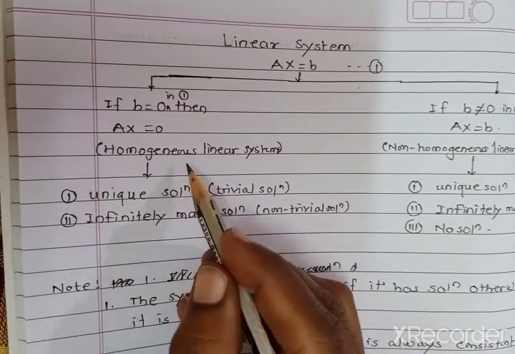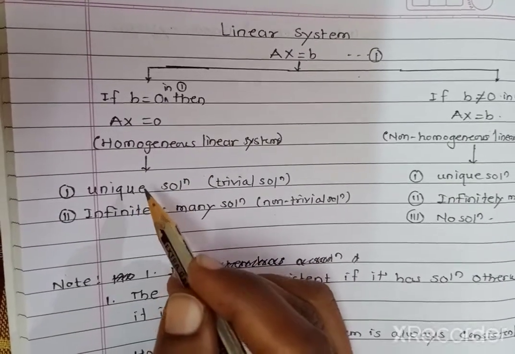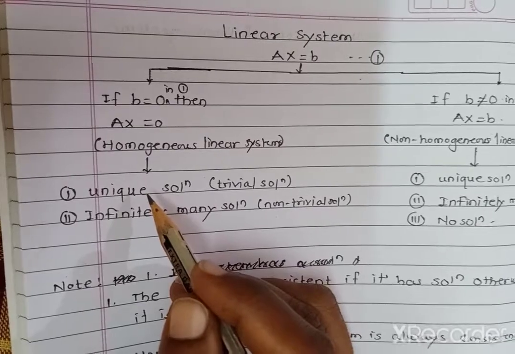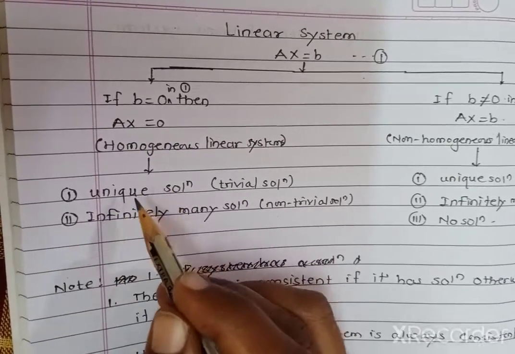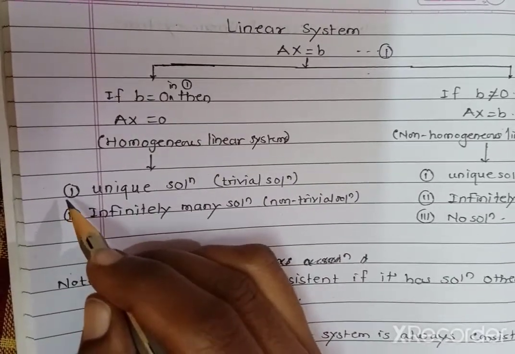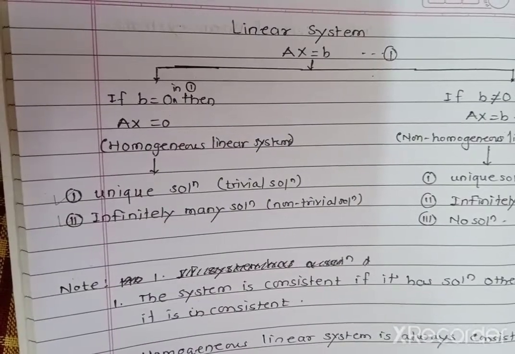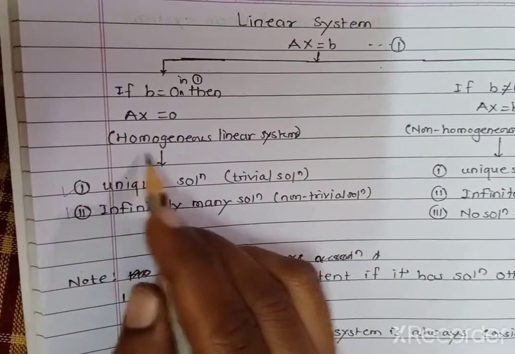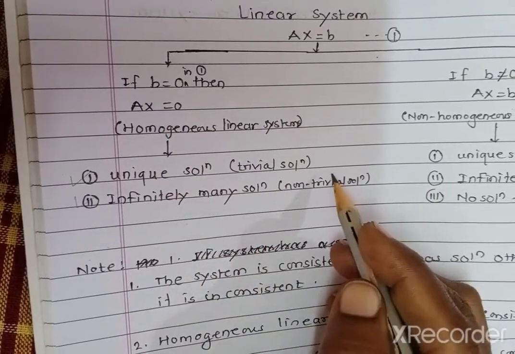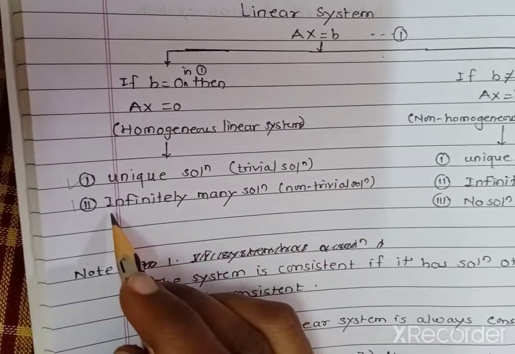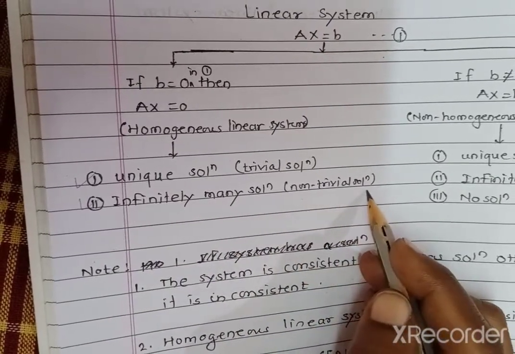Now, in our next step we discuss its solution. A homogeneous system is always consistent. Always consistent means what? It always has a solution. There are two types of solution: first a unique solution and second an infinitely many solution. If a homogeneous system has a unique solution, we call it a trivial solution. And if it has infinitely many solutions, we call it a non-trivial solution.